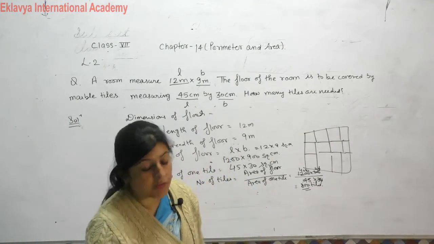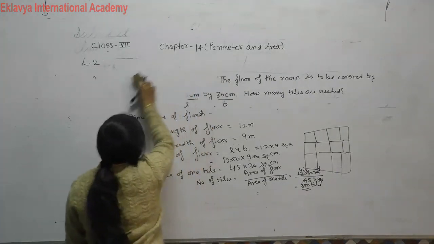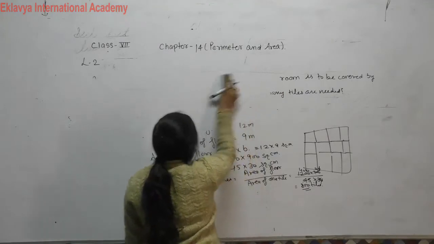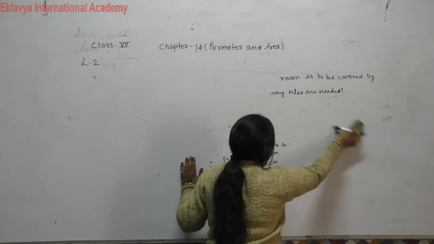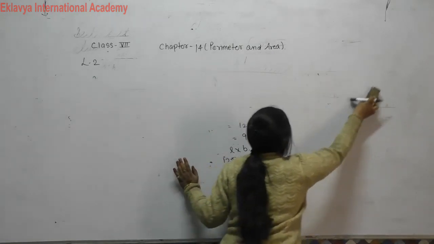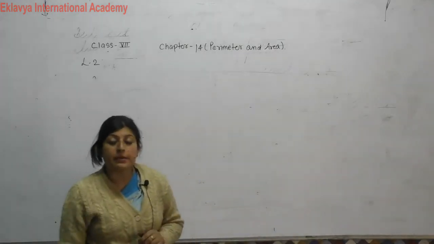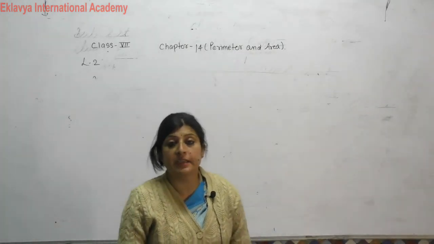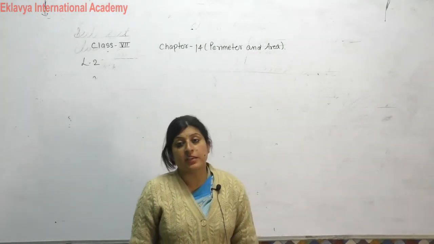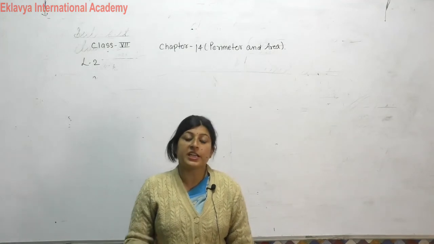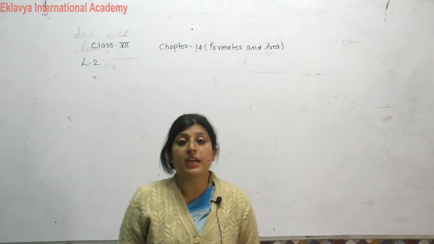Okay students, now we will proceed to exercise 14A. Yes, in the last lecture we discussed the perimeter and area formulas and today we are applying these formulas. Perimeter of rectangle, twice of length plus breadth. Perimeter of square, 4 multiplied by side. Similarly, in a general way we can say perimeter is equal to the sum of all sides. Area of rectangle, length multiplied by breadth. Area of square, side multiplied by side.